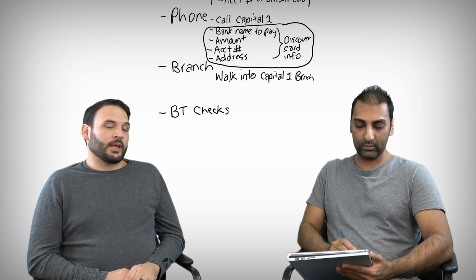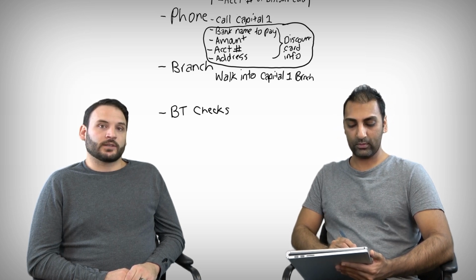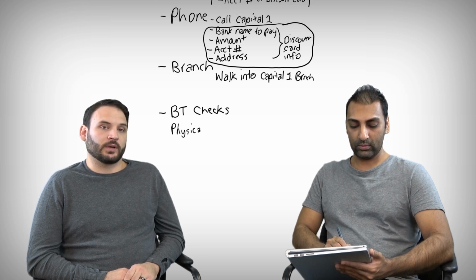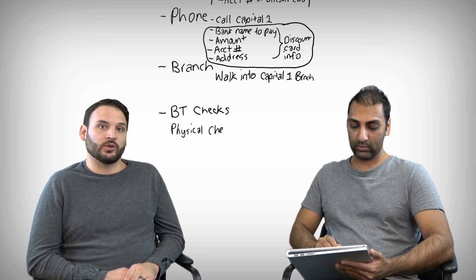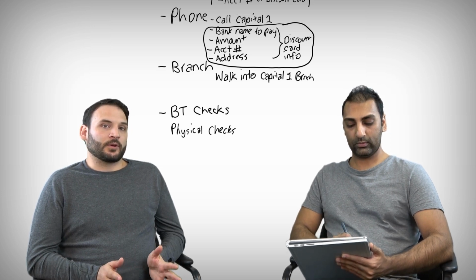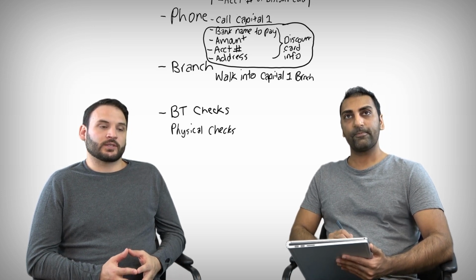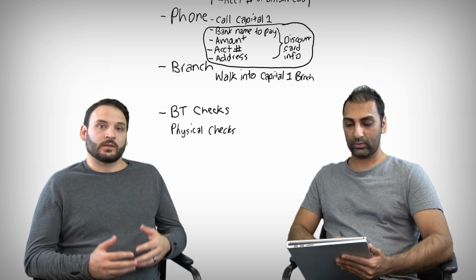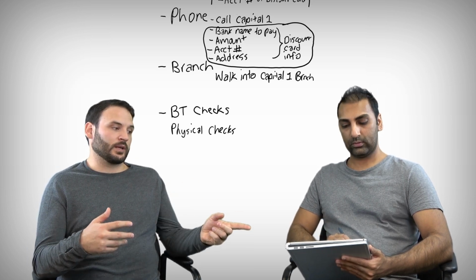So balance transfer checks are physical paper checks. They look like regular checks out of a checking account, but the checks happen to be tied to your credit card. So sometimes Capital One will send out letters in the mailbox to Capital One customers, and inside of those letters will be physical checks tied to the Capital One card.